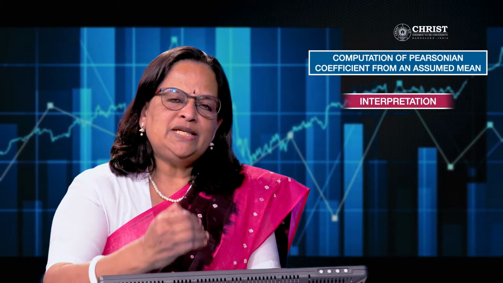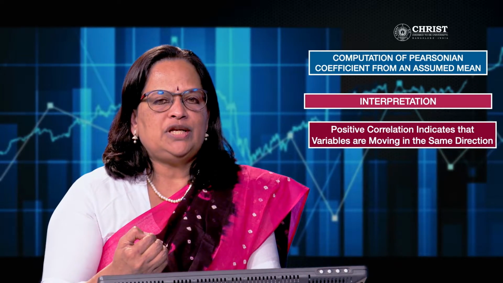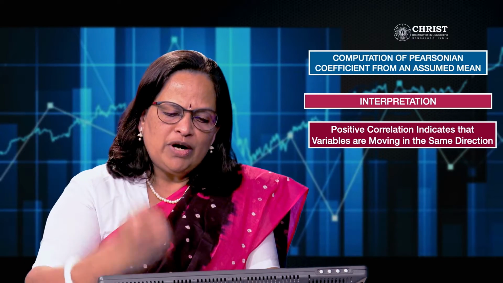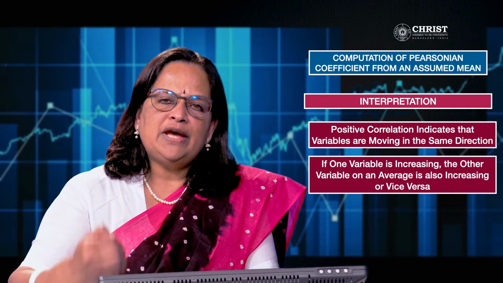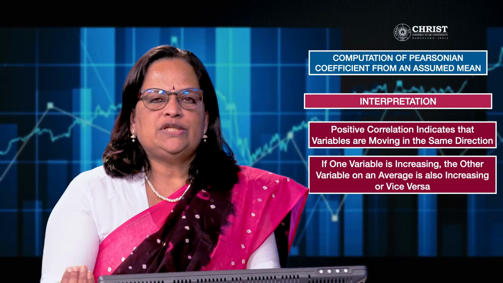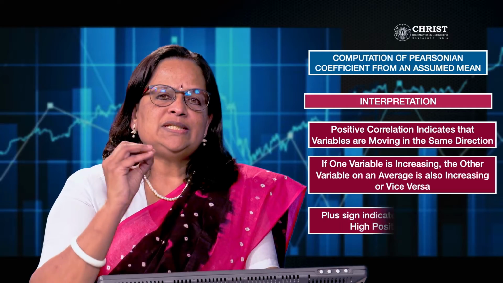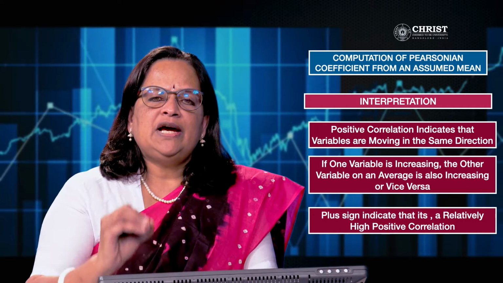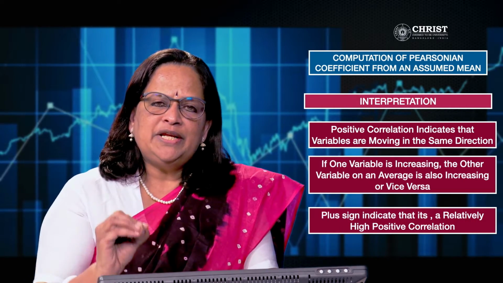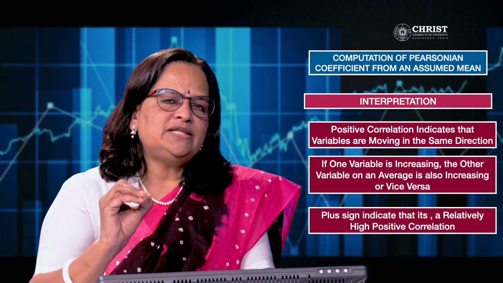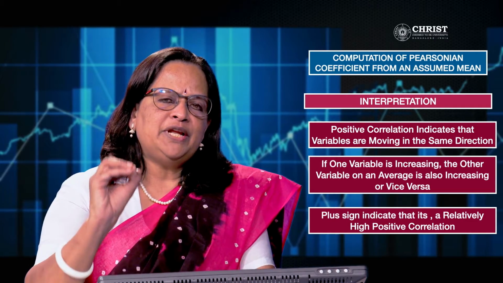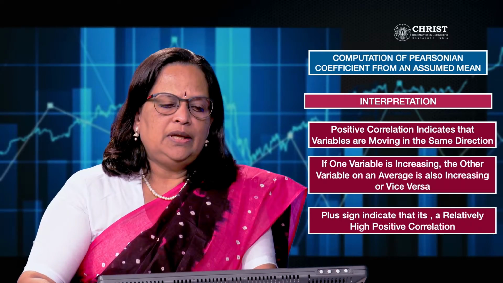If you interpret, we can see that this is positive correlation and it's a moderately high positive correlation because it's 0.8818. Positive correlation indicates that variables are moving in the same direction. If one variable is increasing, other variable on an average is also increasing or vice versa. Then plus sign indicates that it's a relatively high positive correlation. So interpretation is important. When you are writing the answer, always remember that you have to write interpretation along with the answer. Now the problem 2.